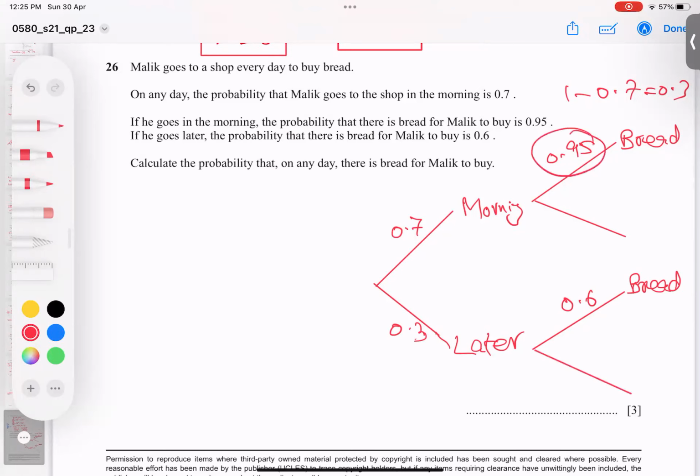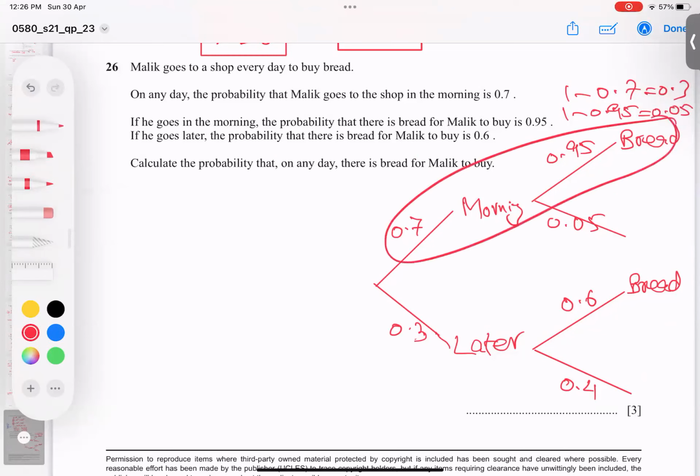Now, you know how to find the second branch. So 1 minus 0.95, I get 0.05. And how to get this branch? This is given, this is 1 minus 0.6, I got 0.4. Okay. And the probability that on any day there is bread for Malik to buy. I'm not writing anything here because we are concerned with bread to buy, whether he goes in the morning and buys or later and buys. So the chances are to buy bread.